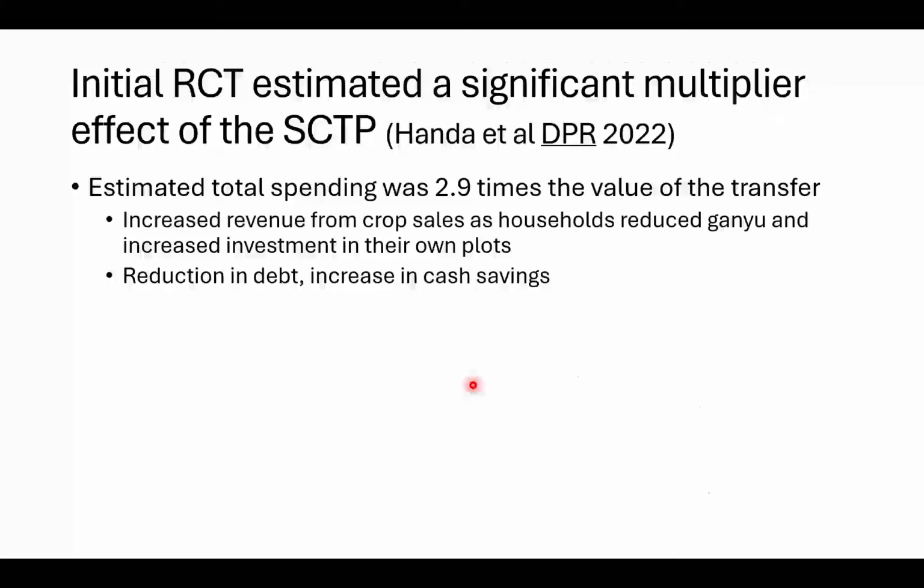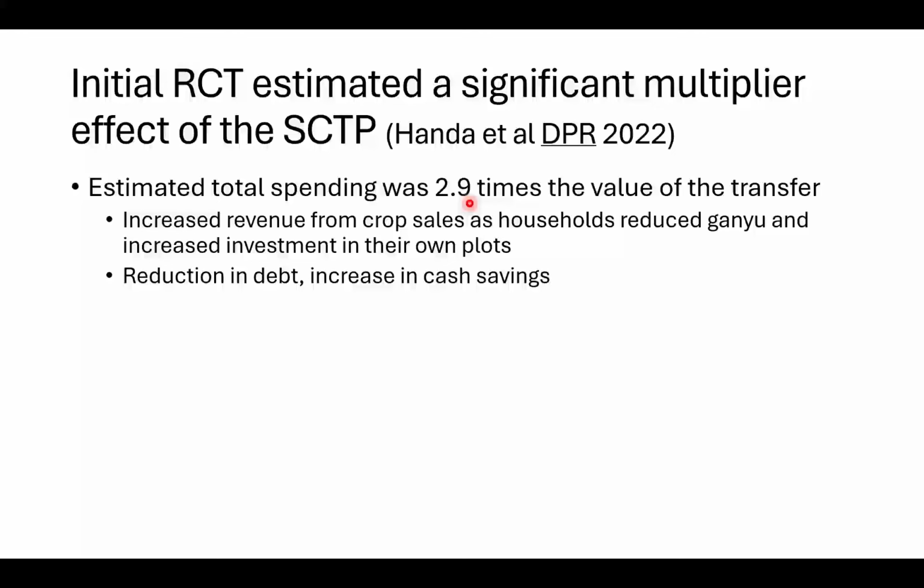The other thing that we found is that we did this study where we tried to estimate a multiplier effect, right? And what we found was that households are able to convert the money they got into an additional, so each kwacha received, they were able to convert into 2.9 kwacha worth of additional spending, right?